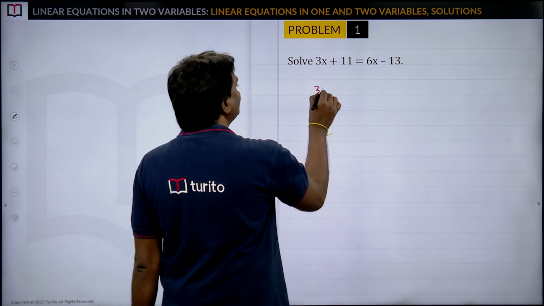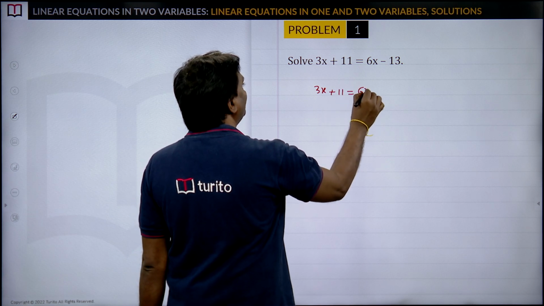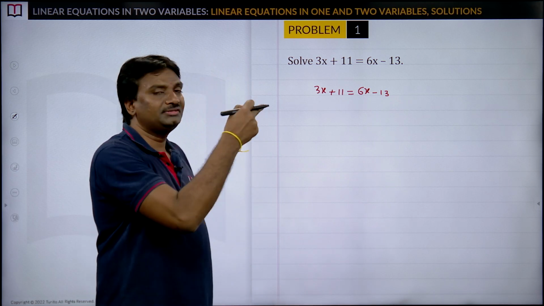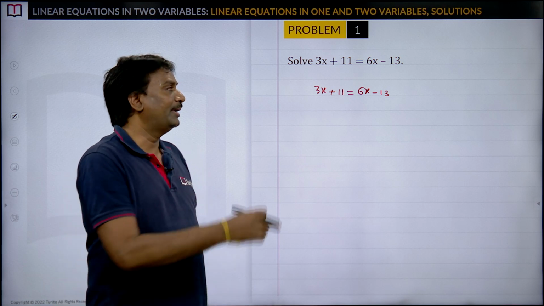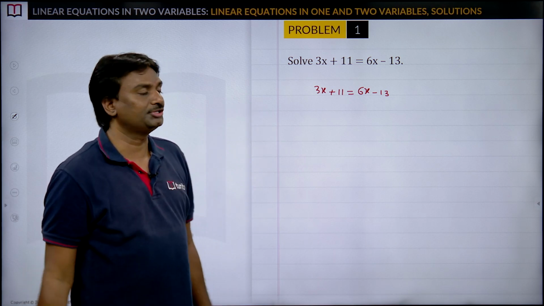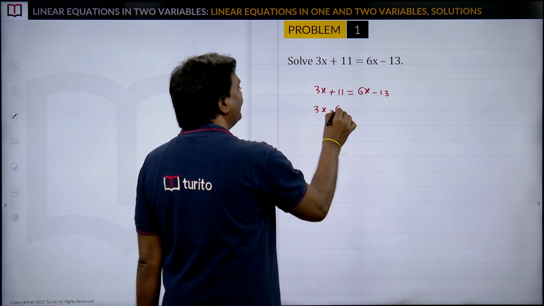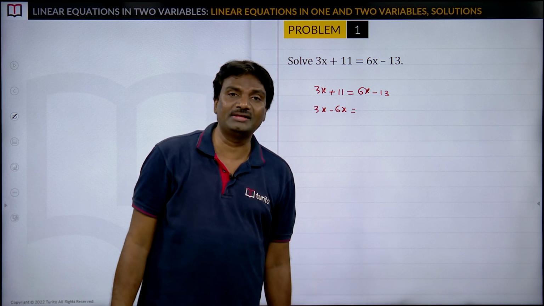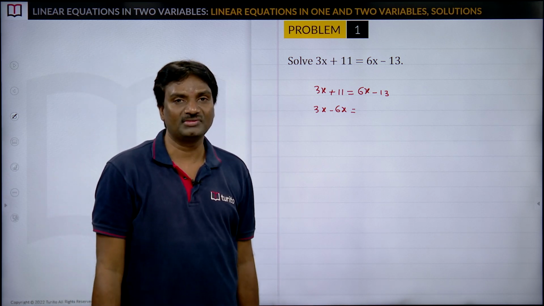So, 3x plus 11 equal to 6x minus 13. In RHS we have 6x. We write x terms in LHS and constant terms in RHS. So, if you take 6x to this side, 3x minus 6x equal to. In 8th class we have the transposition method for solving the given linear equations in one variable.